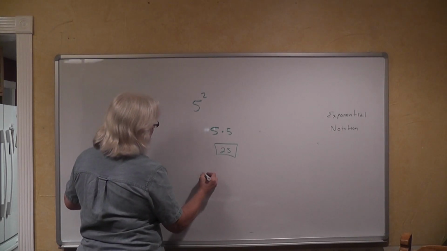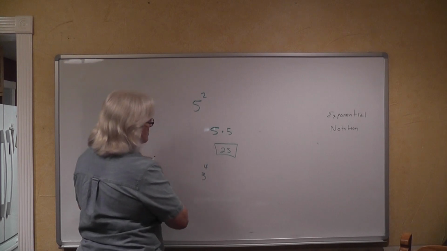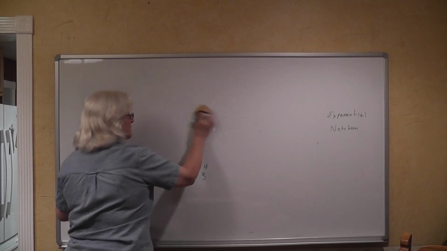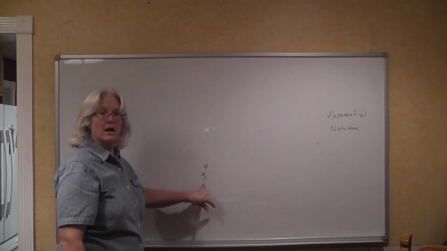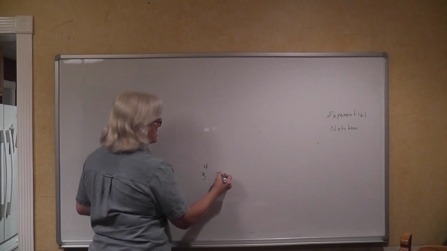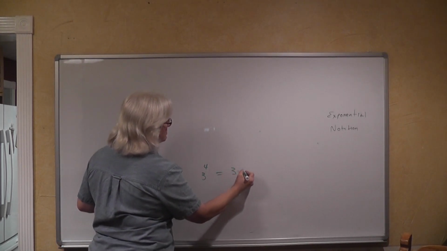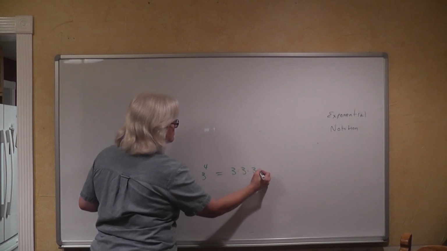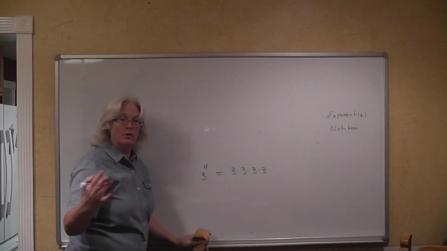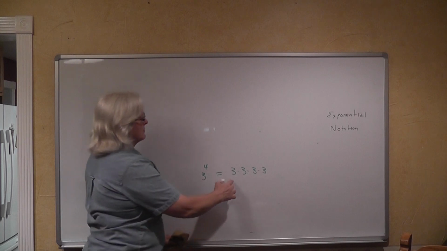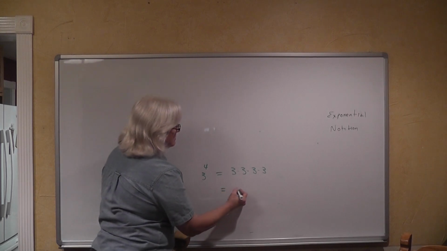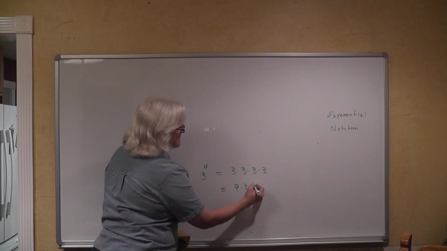What if you have 3 to the 4th? This says use 3 as a factor 4 times. And then you go through and figure out that multiplication. 3 times 3 is 9, times 3 times 3.